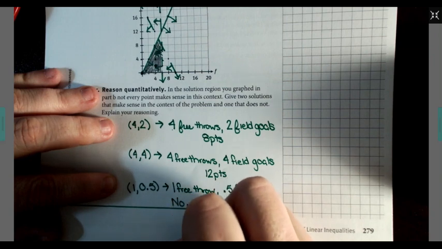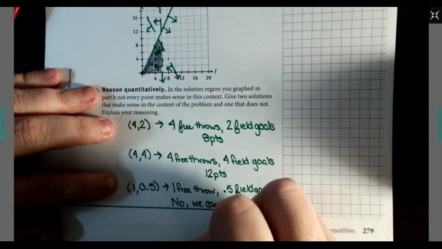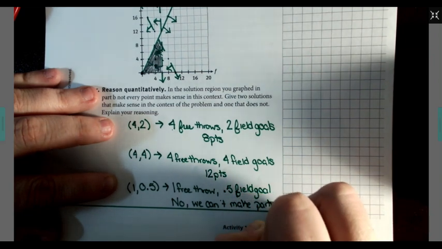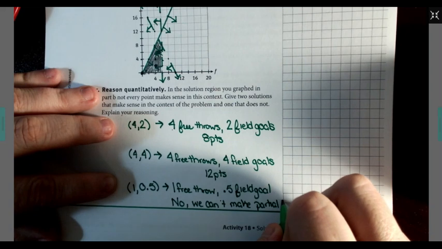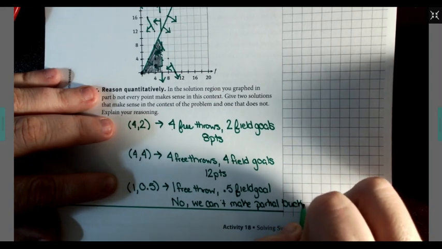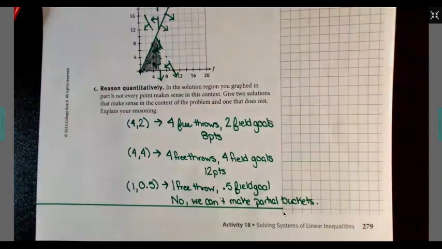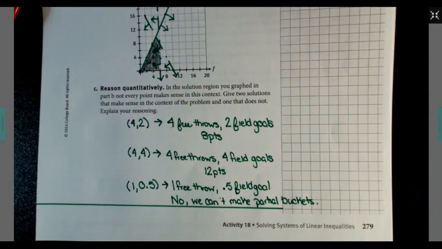We can't make partial buckets. So we must note that we have to restrict ourselves to whole numbers here. You're going to see a debriefing question on the next slide. And then we will move on to the wrap up of this lesson.